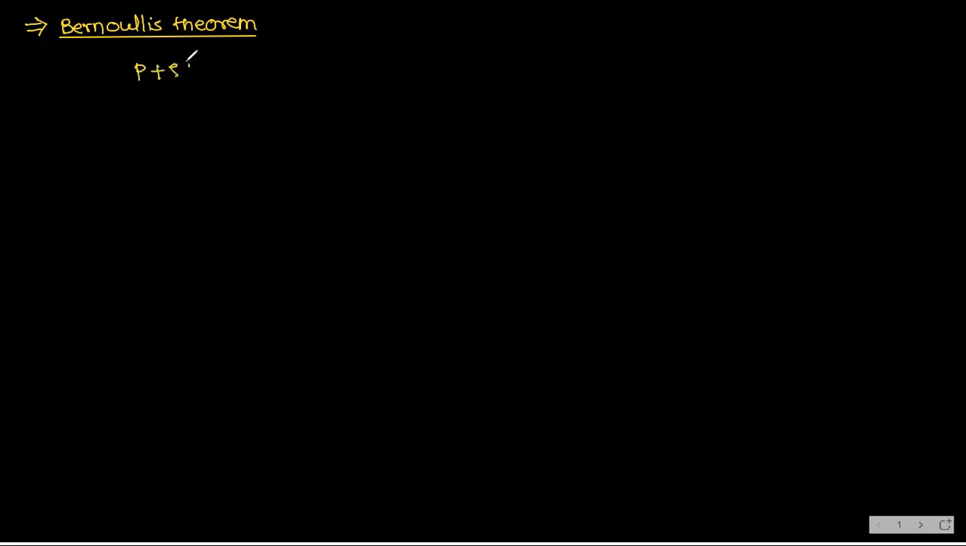P plus rho gh plus half rho v square is equal to constant. Means pressure energy per unit volume, or the sum of pressure energy, potential energy and kinetic energy per unit volume always remains constant. This already we have seen in yesterday's class. Now today we have to see its proof. So let's see.